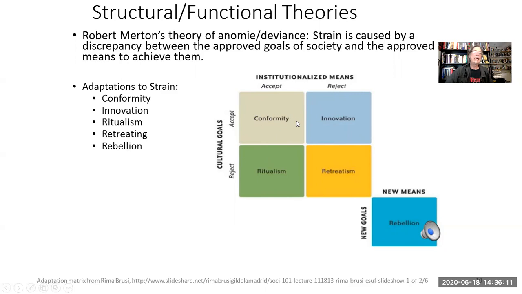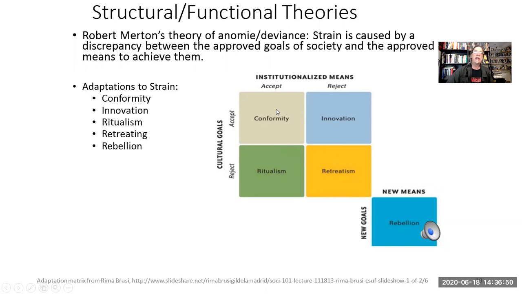What's an example? Okay, let's say, as is still the case, society puts a value on getting a college education. So you accept that, and so you eagerly apply to colleges and apply yourself to your studies. That's conformity. Let's say your parents want you to go, you don't really want to go, but you go anyway. You are rejecting the goal, but you're accepting the means to that goal, which is attending classes. That's ritualistic behavior. You're going through the motions.